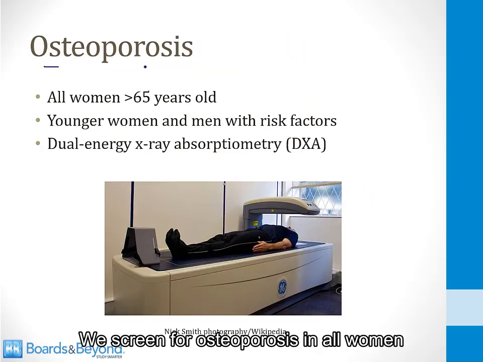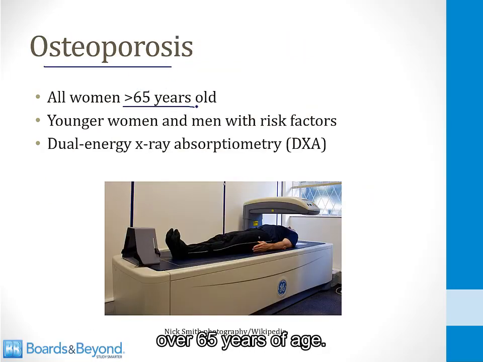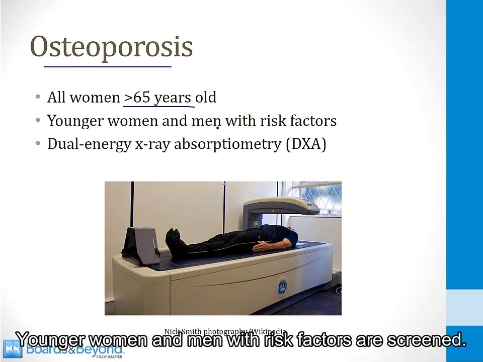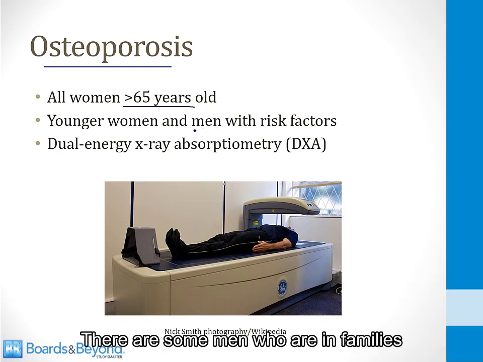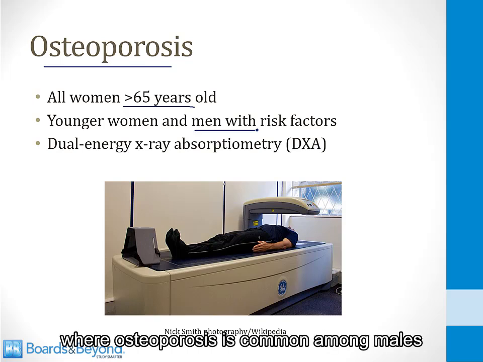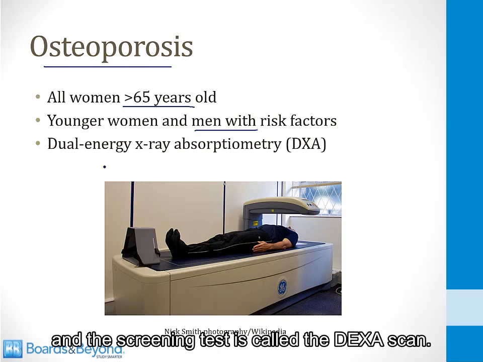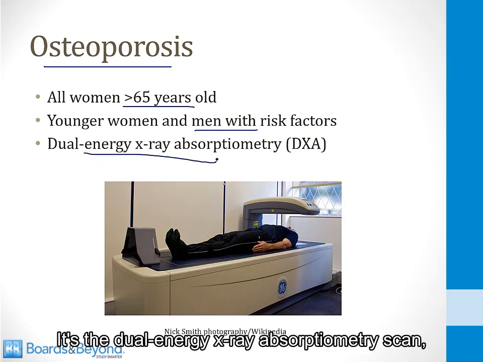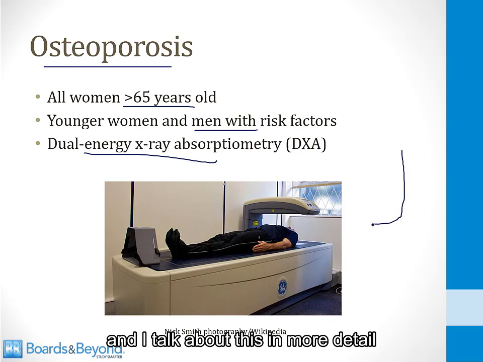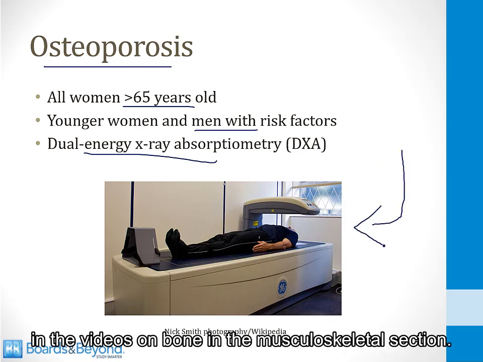We screen for osteoporosis in all women over 65 years of age. That's because it's very common, and there are many treatments available from calcium and vitamin D all the way up to bisphosphonates. Younger women and men with risk factors are screened. There are some men who are in families where osteoporosis is common among males. And the screening test is called the DEXA scan. It's the dual energy X-ray absorptometry scan. And I talk about this in more detail in the videos on bone in the musculoskeletal section.